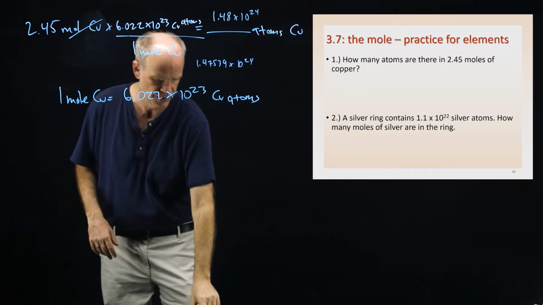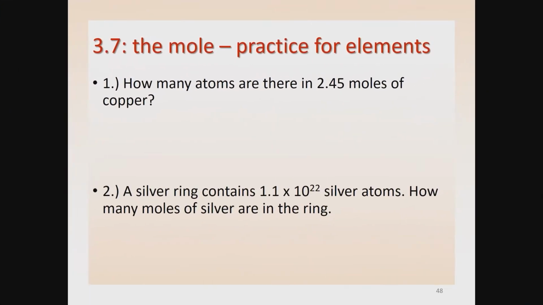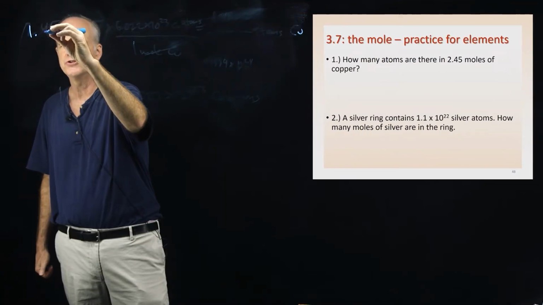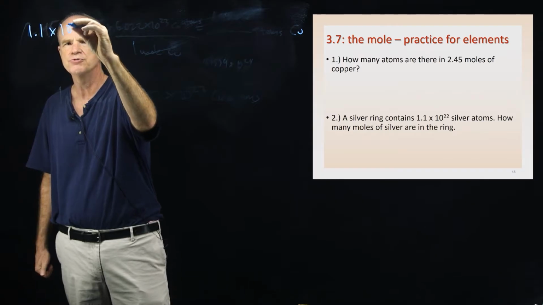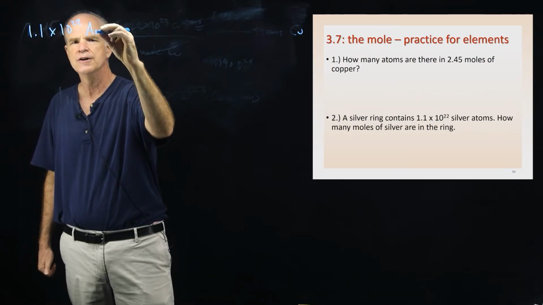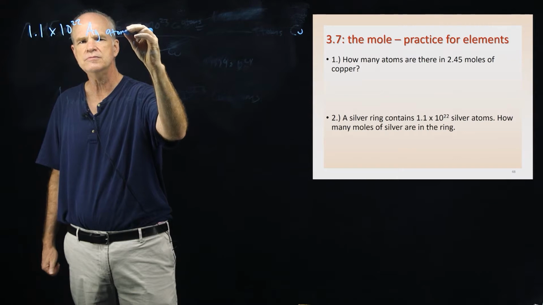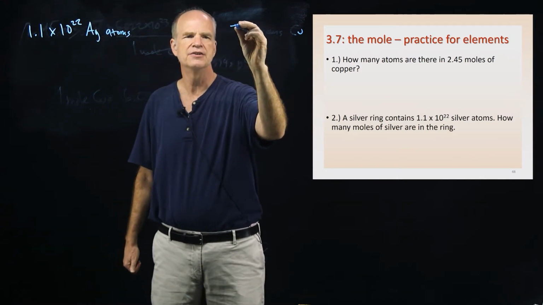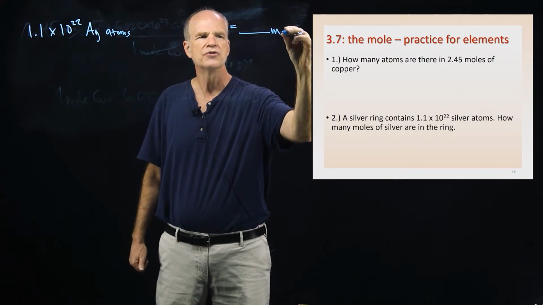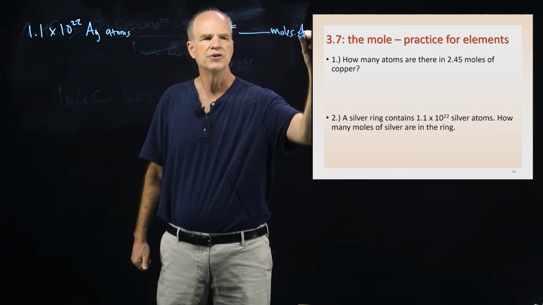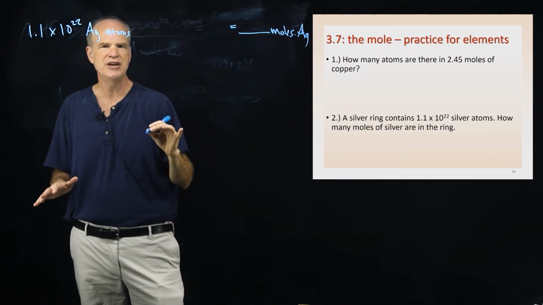Okay, so let's move on to another one. Problem 2. A silver ring contains 1.1 times 10 to the 22 silver atoms. How many moles of silver are in that ring? Okay, so kind of a similar problem where we use Avogadro's number. So we start out with 1.1 times 10 to the 22 silver atoms. And this time we're going to get it into moles of silver. And again, pretty much the same thing.